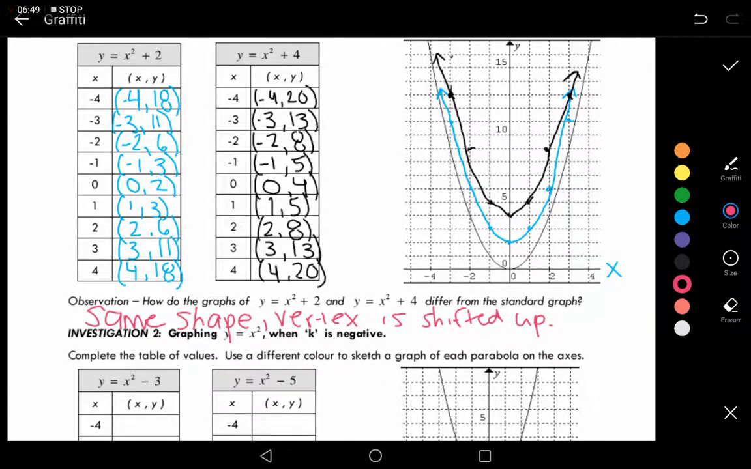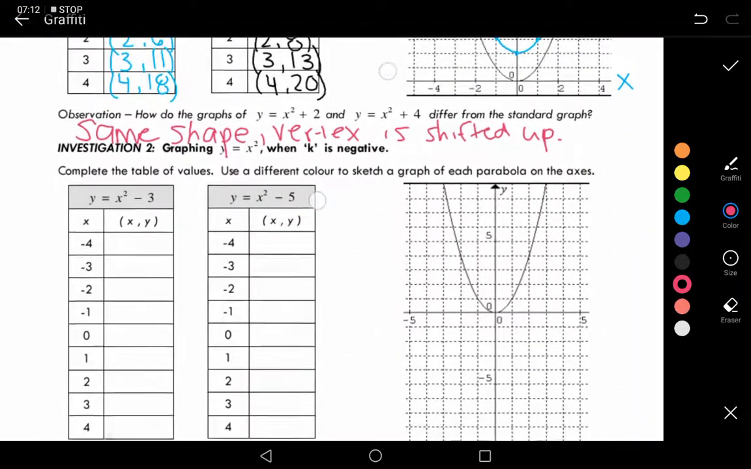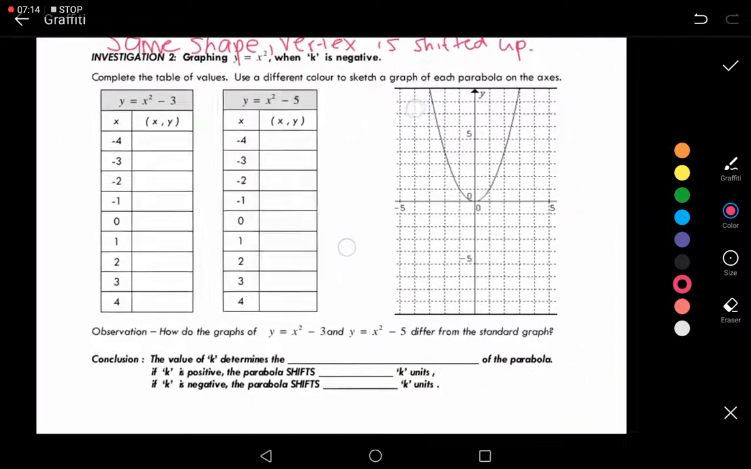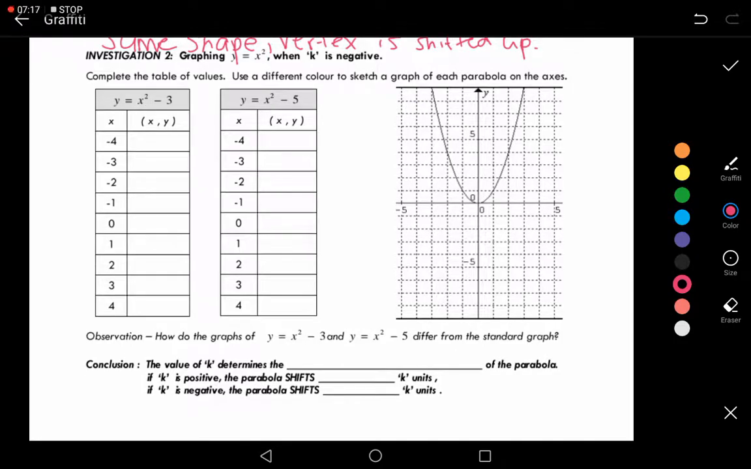So from the base graph, our blue parabola here, the vertex that was 0, 0 is now 0, 2, right? And the black graph that, again, the original is 0, 0 for the vertex, is now 0, 4. Okay, so we can see that those vertexes have been shifted up. Okay, so just like before, now we're going to look what happens when K is negative.